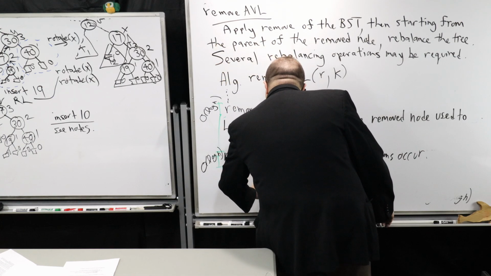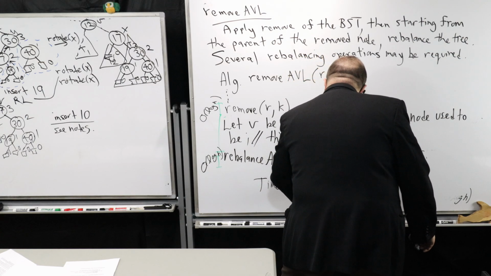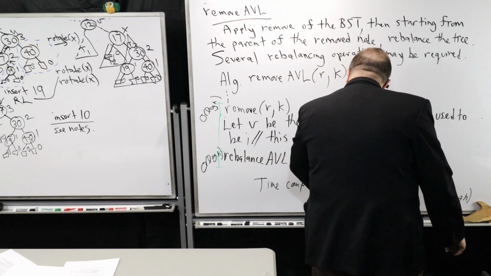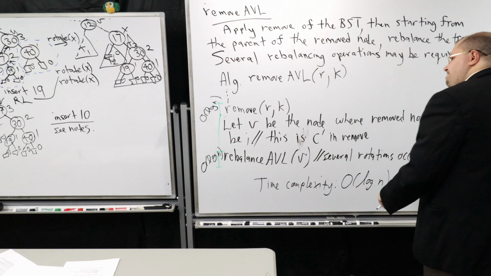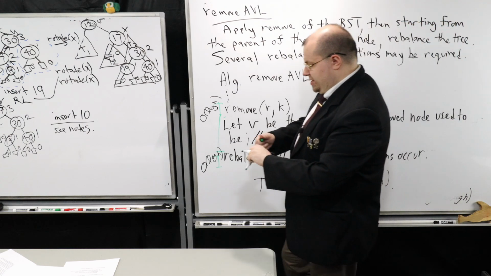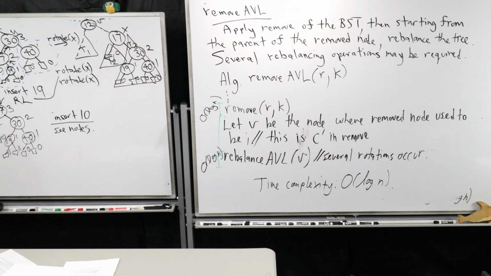So that means that the time complexity, in the worst case, is big O of log n. So we can do insertions and removals in the AVL tree in big O of log n. Wonderful.